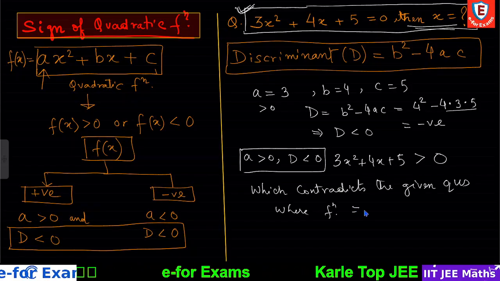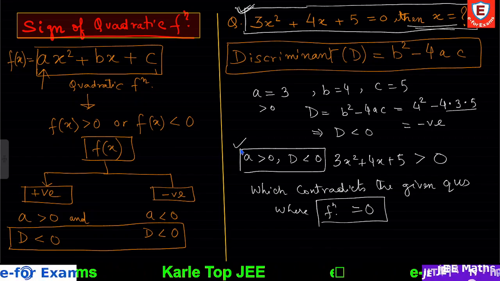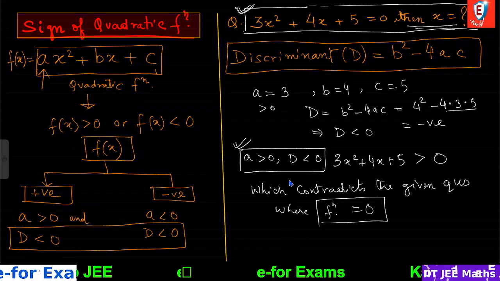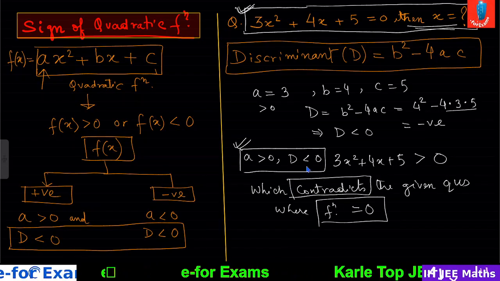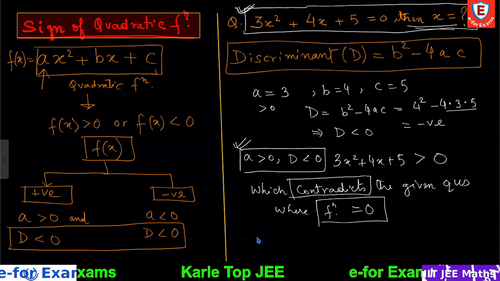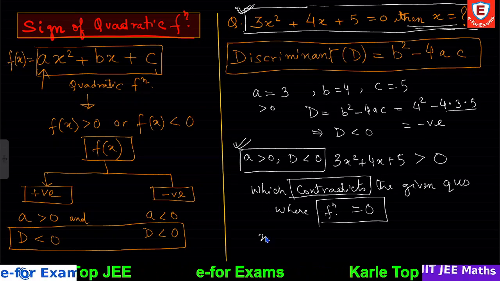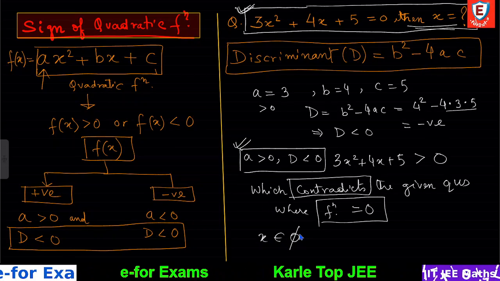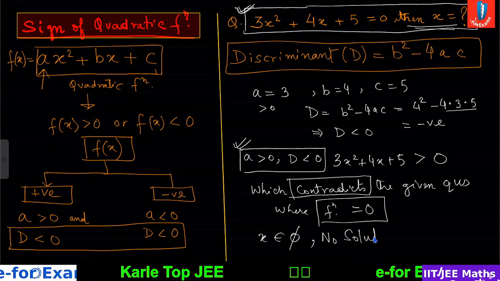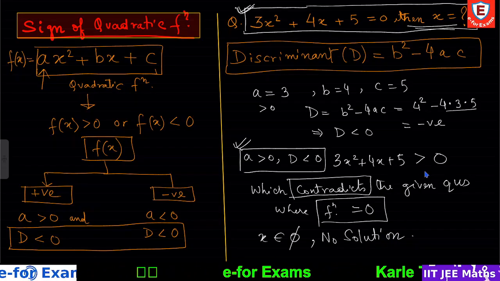By question the function is equal to 0, but according to this rule the function must be greater than 0, so there is a contradiction, right? So we cannot have any value of x so that the given quadratic function is equal to 0. So x belongs to phi. Phi means no value of x. There is no solution. There is no solution of x.